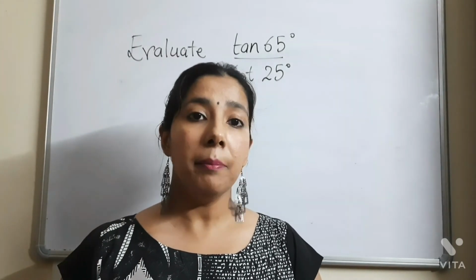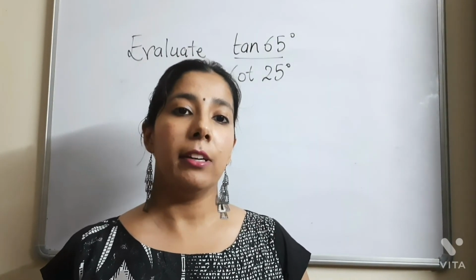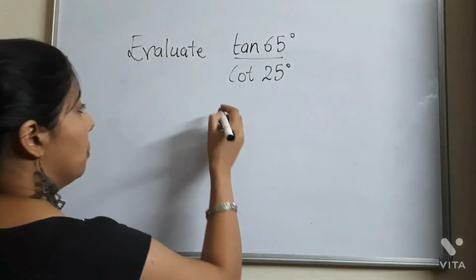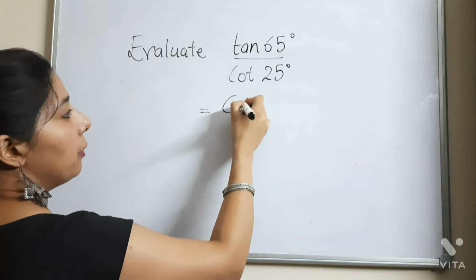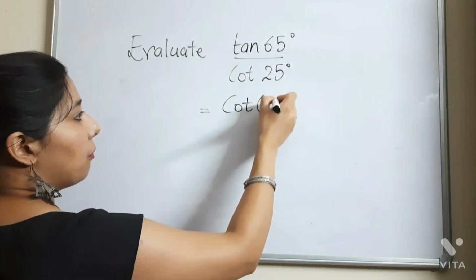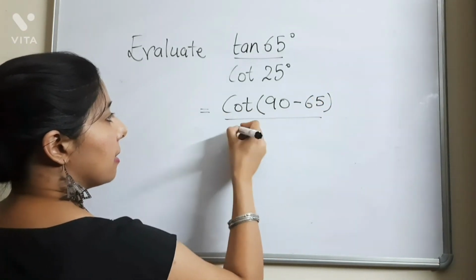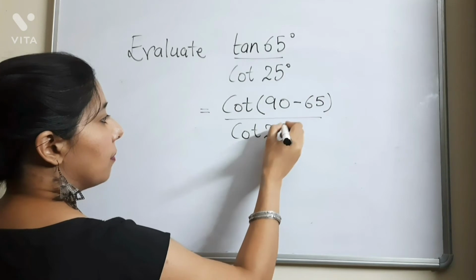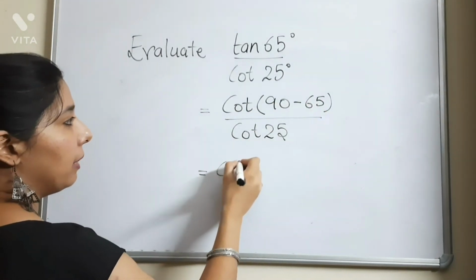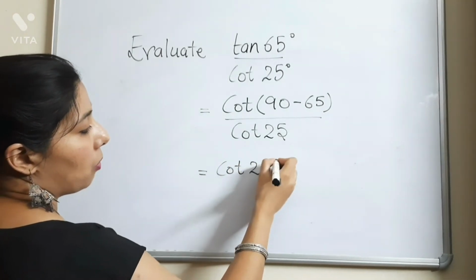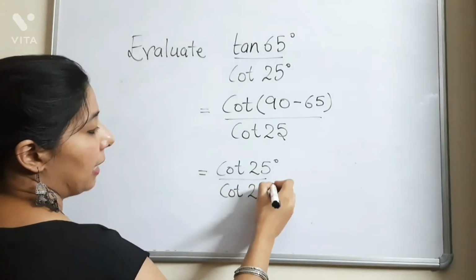You can see that tan makes a complementary pair with cot. So it means you can change the tan trigonometric ratio to the cot trigonometric ratio. So if we are changing this tan to cot, what will we be doing? We will be subtracting this theta from 90 simultaneously and write cot 25. Now subtract 65 from 90, you will have 25. Now it will be cot 25 upon cot 25. So that will be equal to 1.